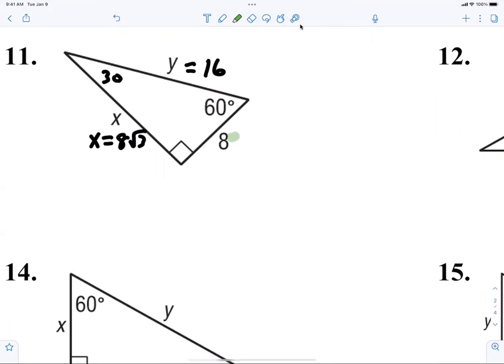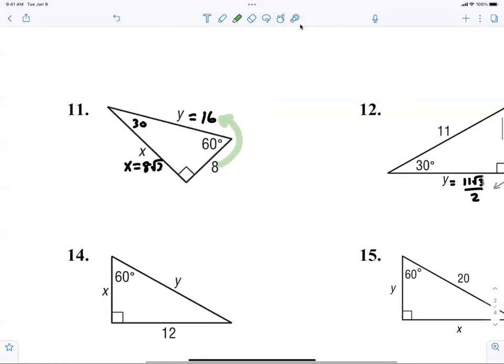From the 30 to the hypotenuse, what do I do? Well, you need to fix your notes. From the 30 to the 90, what do we do? That's it.